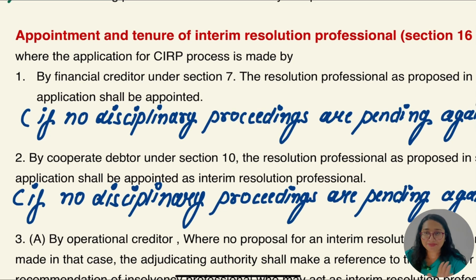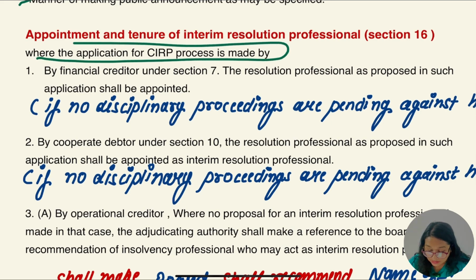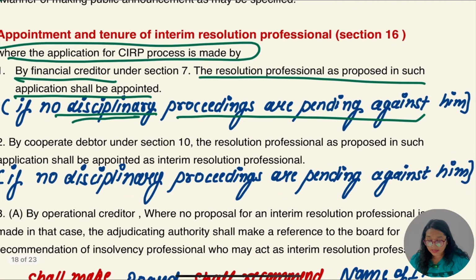Okay, let me read it again, then we'll get to know what this section is saying. Section 16 is about the appointment and tenure of the interim resolution professional. Where the application for the CIRP process is made by a financial creditor, remember under section 7, the resolution professional as proposed in such application shall be appointed, if no disciplinary proceeding is pending against him, that is, the name proposed by the financial creditor in the application. So the AA will appoint that person.